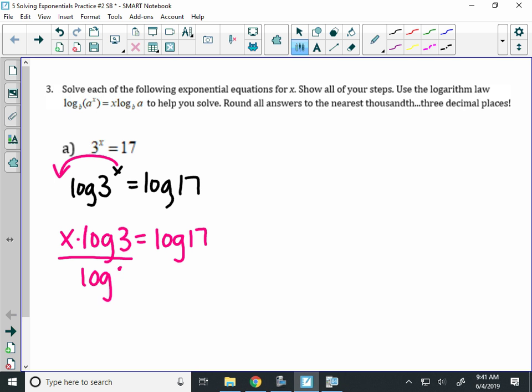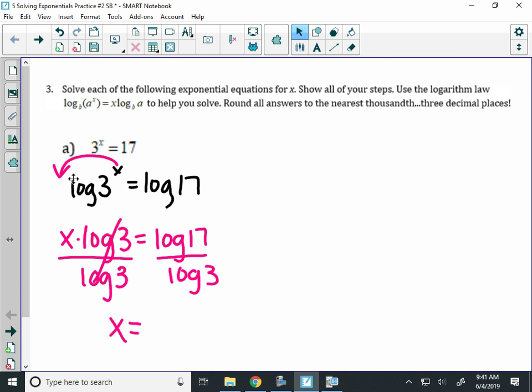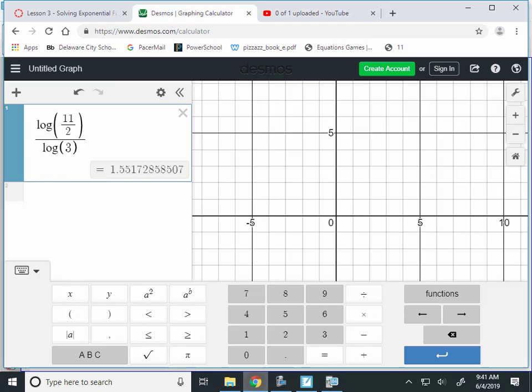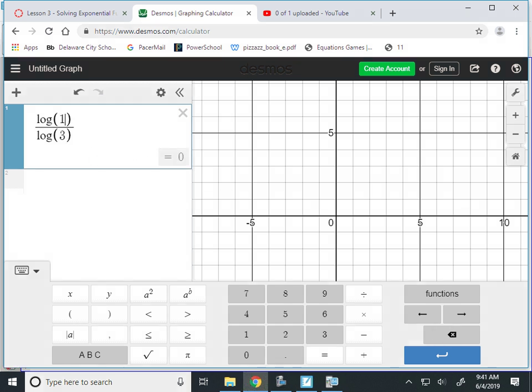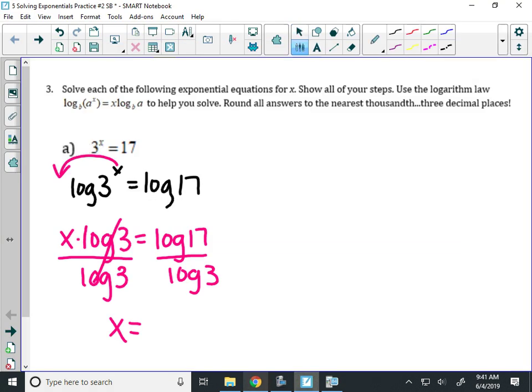To get x by itself, you just divide by log of 3 and type that into your calculator. So it's like log of 17 divided by log of 3 into decimals. I'm going to just rewrite it there. You should get 2.579 when you round. Okay, that's the most basic kind.